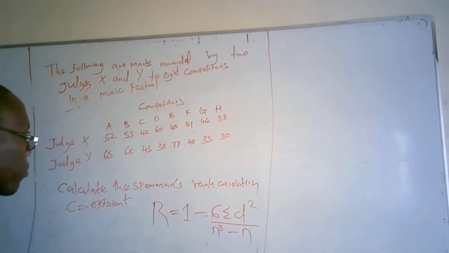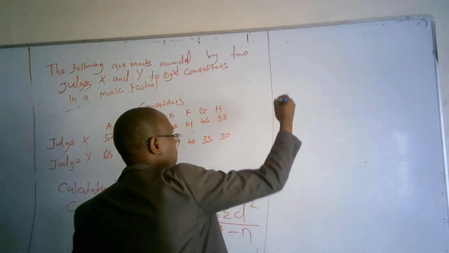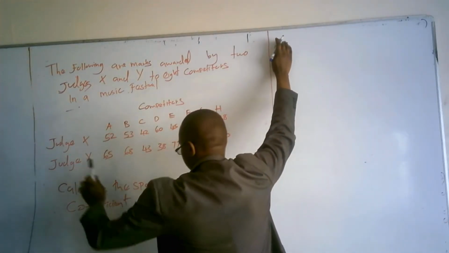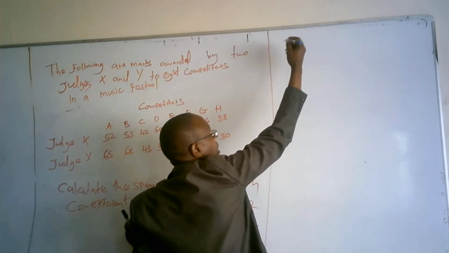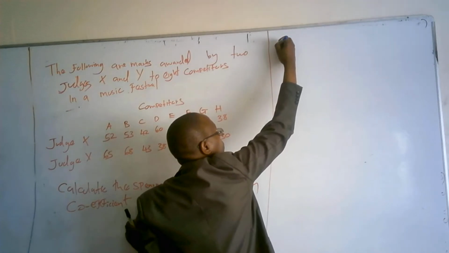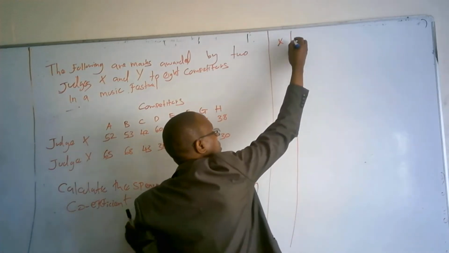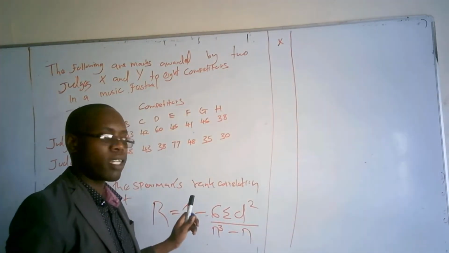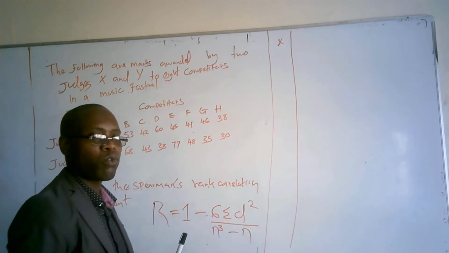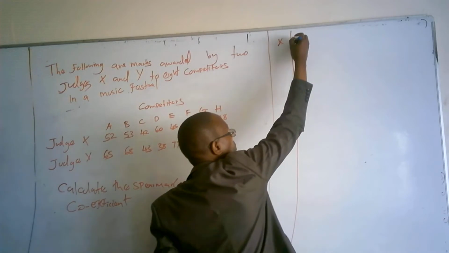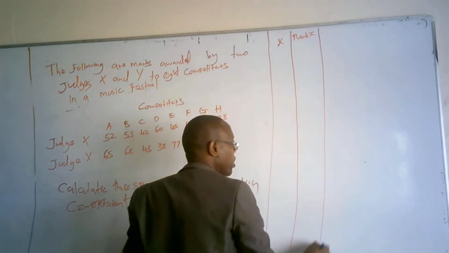So for information like this, what we are going to do is set up our values here. I'm going to have the x, and then the rank x. Because the data under x, the whole of it, was not ranked, we will have rank x so that we rank it.